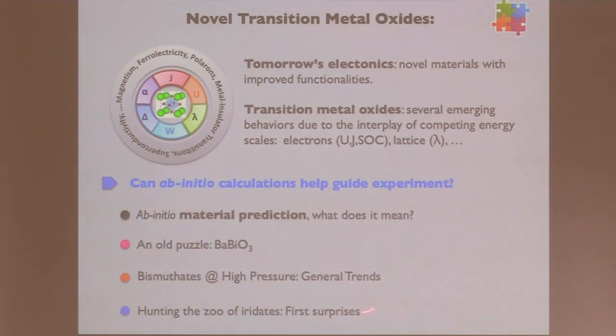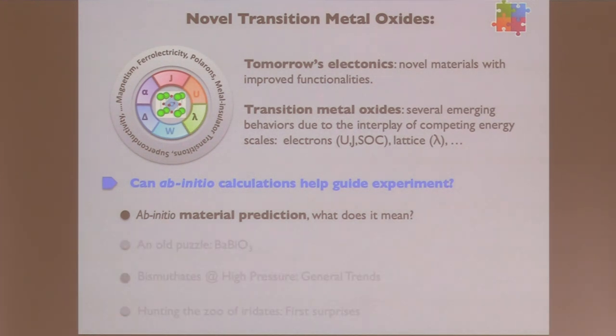This is more or less the outline of my talk. I will start by explaining what I mean by ab initio prediction, and then present two examples of what we did. The first part is a work on bismutates. This is a typical application of material prediction methods, where we looked at the high pressure behavior of the bismutates, which was unknown, and I think we came out with some nice results there. Then another, bigger project we are doing is to look at iridates and do some sort of hunting in the large phase diagram of some iridates.